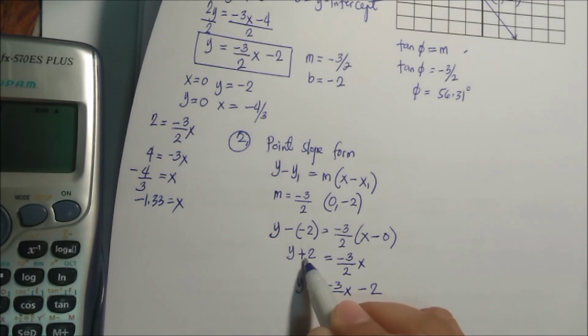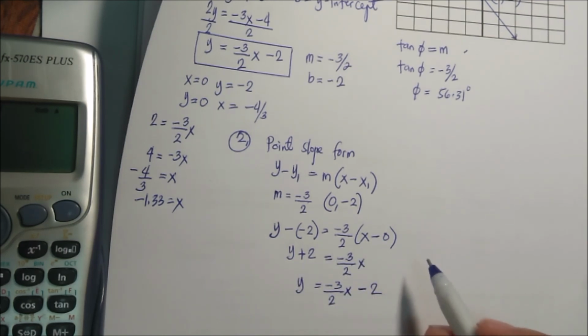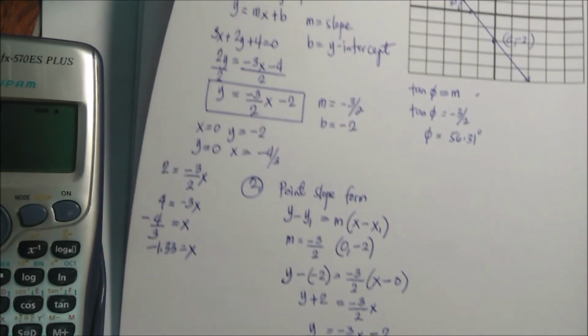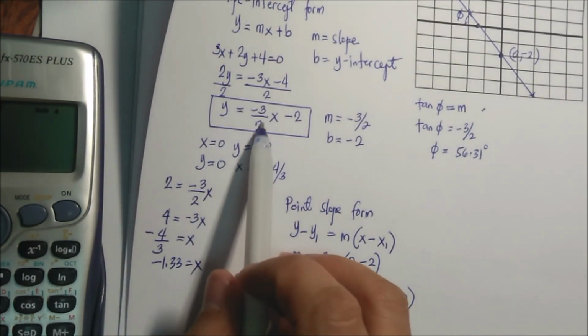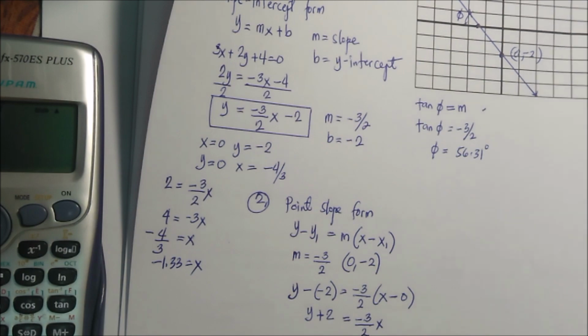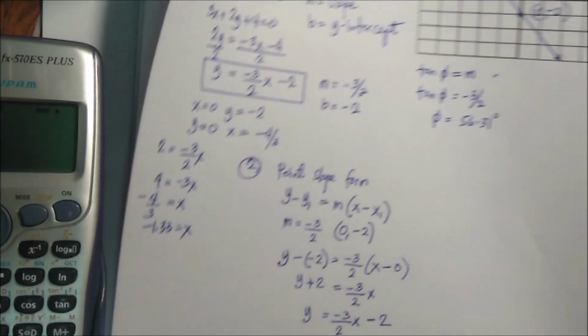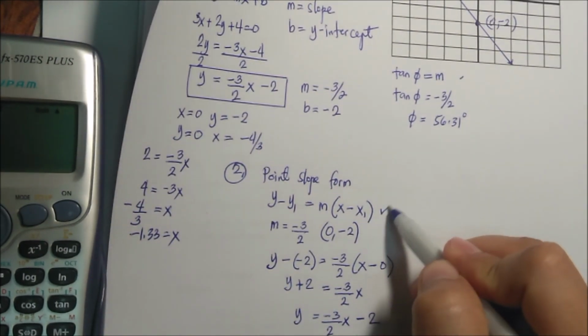Transpose positive 2 to the other side, it will become negative 2. So now it's the same: y equals negative 3 halves x minus 2. Okay, so please don't forget this formula.